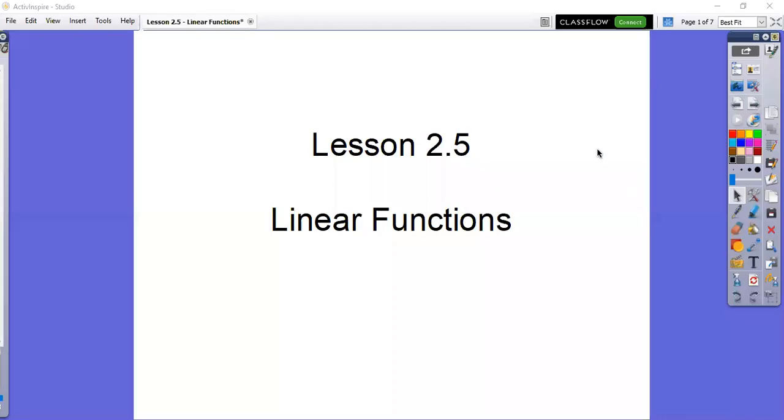Welcome back, guys, to lesson 2.5 about linear functions. I know that you've dealt with linear functions in middle school, and today we're just going to talk a little bit more about them.